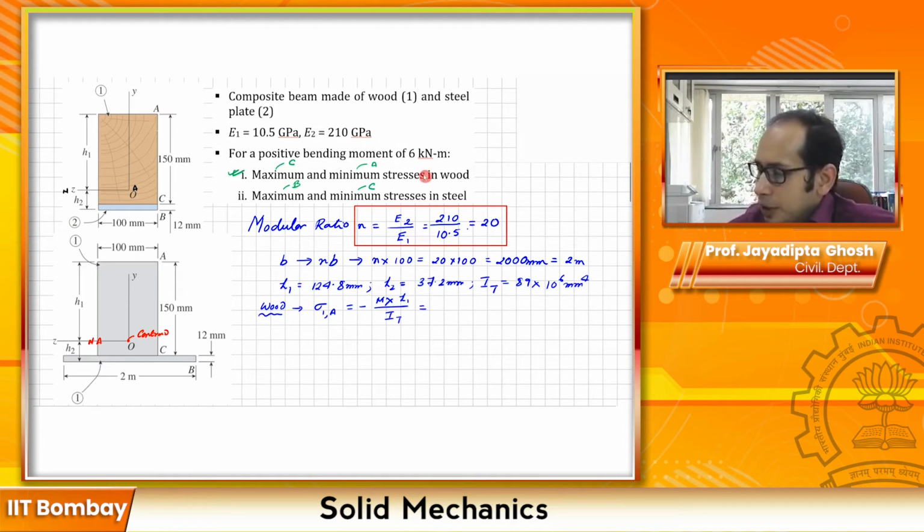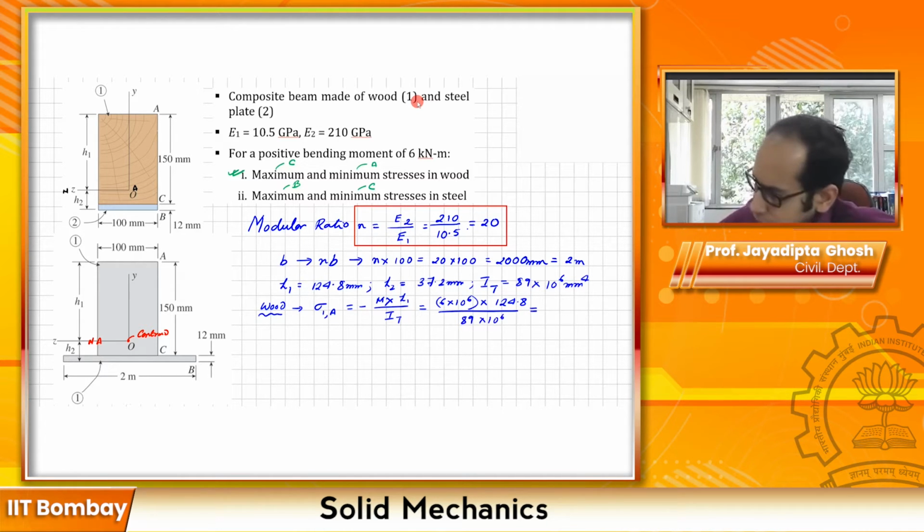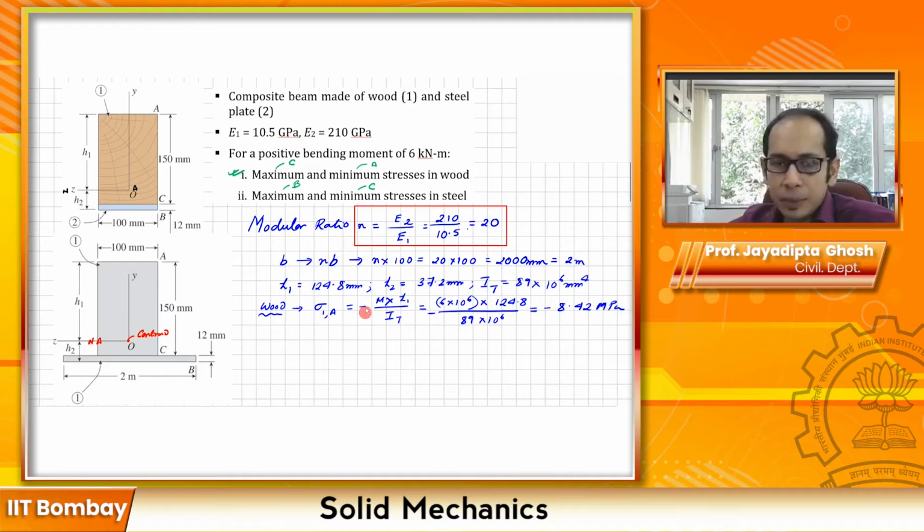Your moment is given as 6 kilonewton meters over here, so it is going to be 6 into 10 raised to 6 times h1, which I've calculated as 124.8, divided by the I of the transformed section, that is 89 into 10 raised to 6. So the number that it will give you is, sorry, I forgot the negative sign, it will be minus 8.42 MPa.